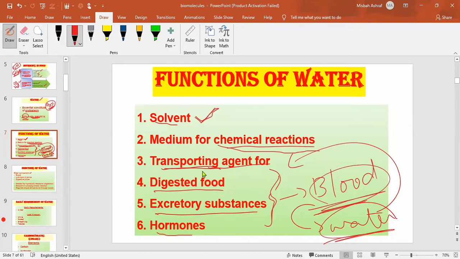Transporting agent means that they are transporting substances from one part of the body to the other part. Which substances are transported by the water? Digested food is transported, excretory substances are transported, and hormones are transported. Right? And if we look into the detail, all these substances are transported through the blood. And inside blood there is water present. Don't get confused if you read somewhere that these are transported through the blood, and somewhere else that these are transported through water, because blood has water, and that water is actually the transporting agent for all these substances.